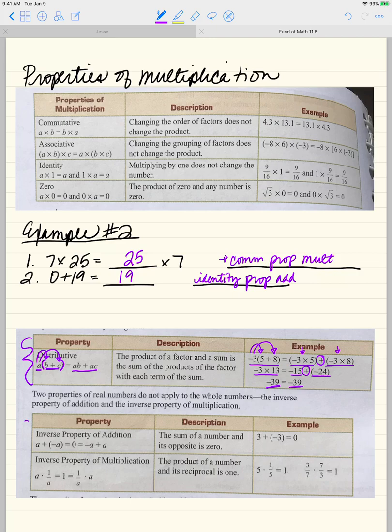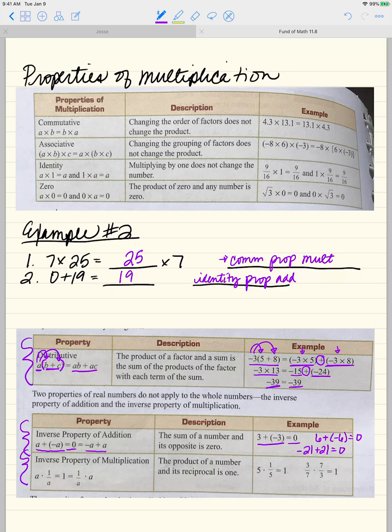Another property we have is one called the inverse property of addition, where a plus negative a. So a number plus its opposite is always equal to 0. Okay, always equal to 0. And you could write that a plus negative a or negative a plus a. So the sum of a number and its opposite is always 0. 3 plus negative 3 is equal to 0. 6 plus negative 6 is equal to 0. Negative 21 plus 21 is equal to 0, and so on and so forth.